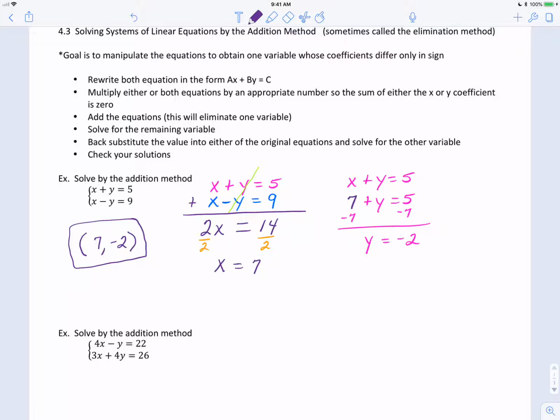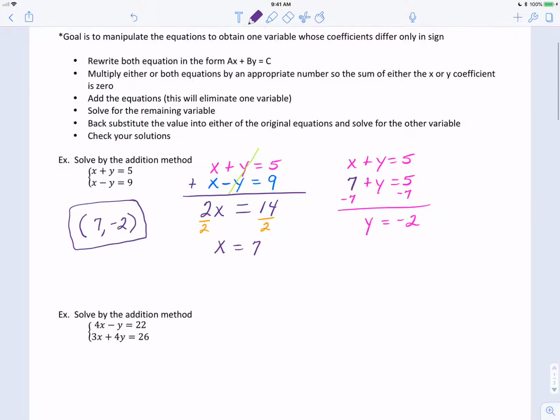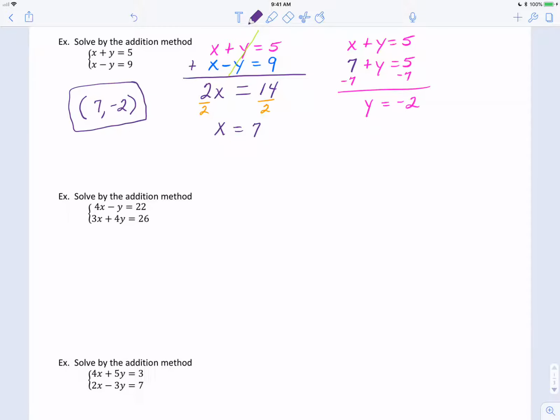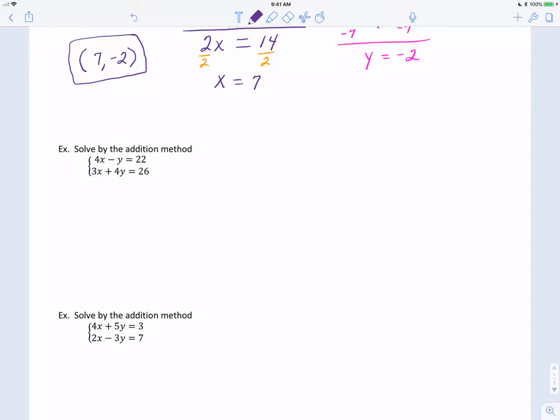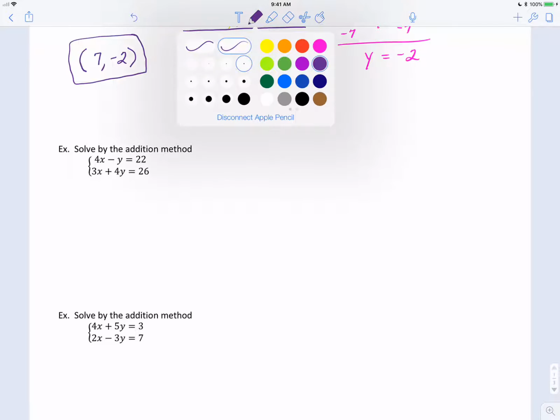And remember, you can put those solutions back into both of your original equations and make sure that they make them both true in order to check your answers. Okay, let's try another example here.